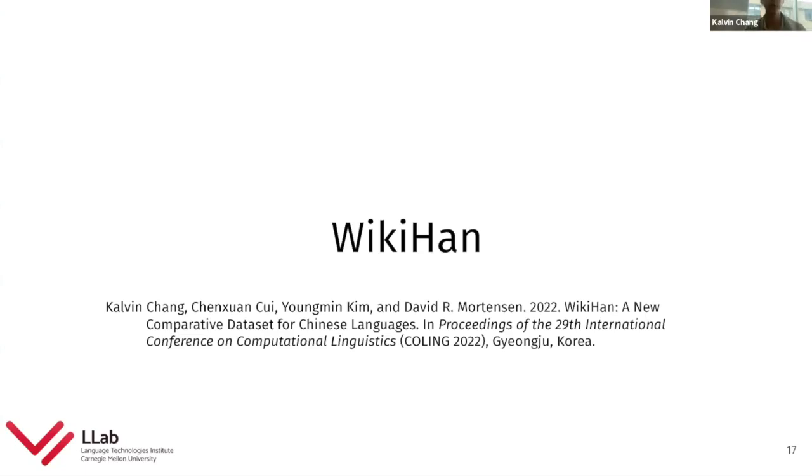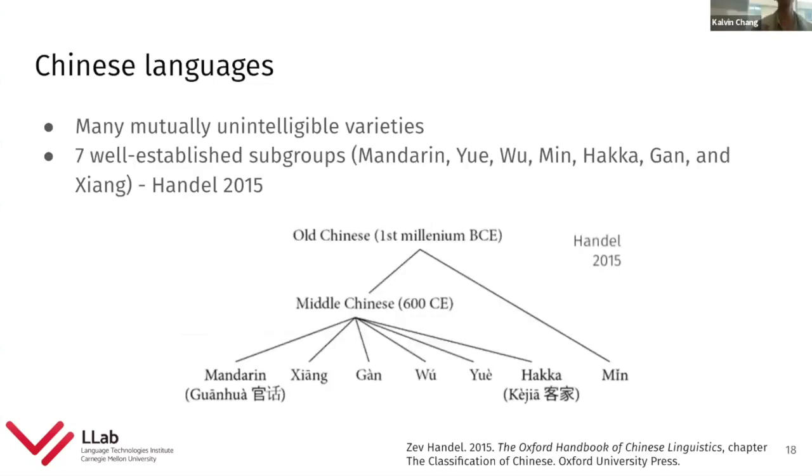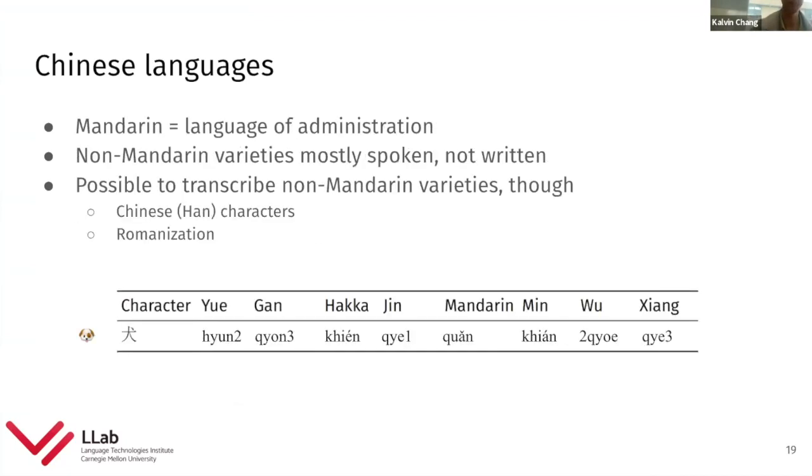Now let's move on to our efforts to build a data set for computational reconstruction called WikiHan, which was published at COLING 2022. Just as a primer on the Chinese languages, this is a language family that consists of many mutually unintelligible varieties, which linguists can cluster into 7 well-defined subgroups, the ones listed here, as well as a few other disputed ones, like Jin, Hui, and Pinghua.